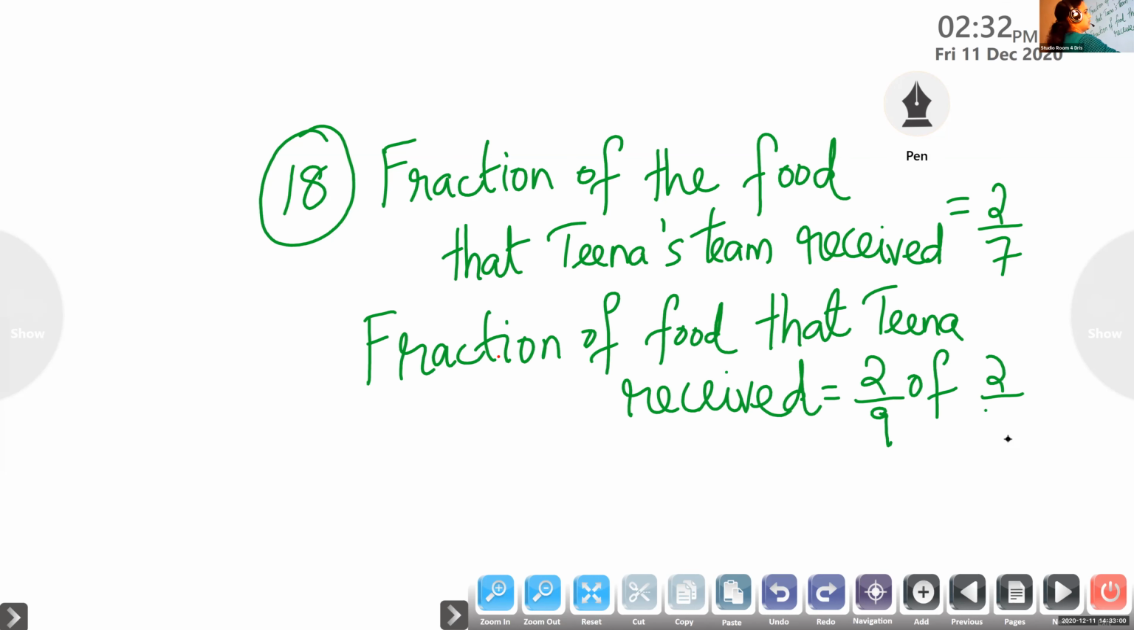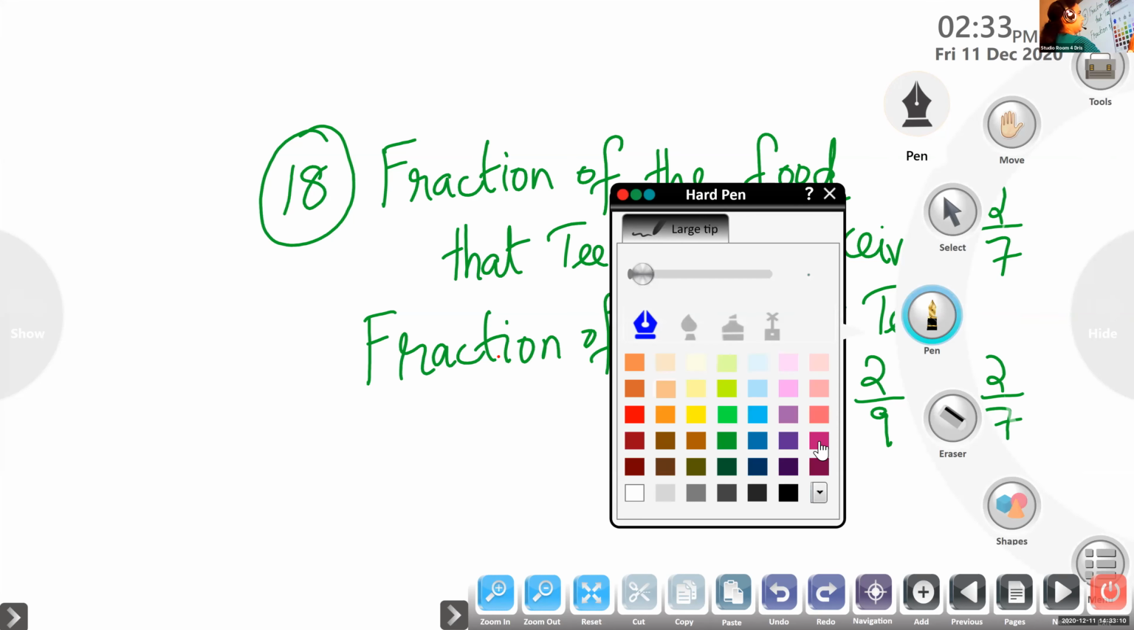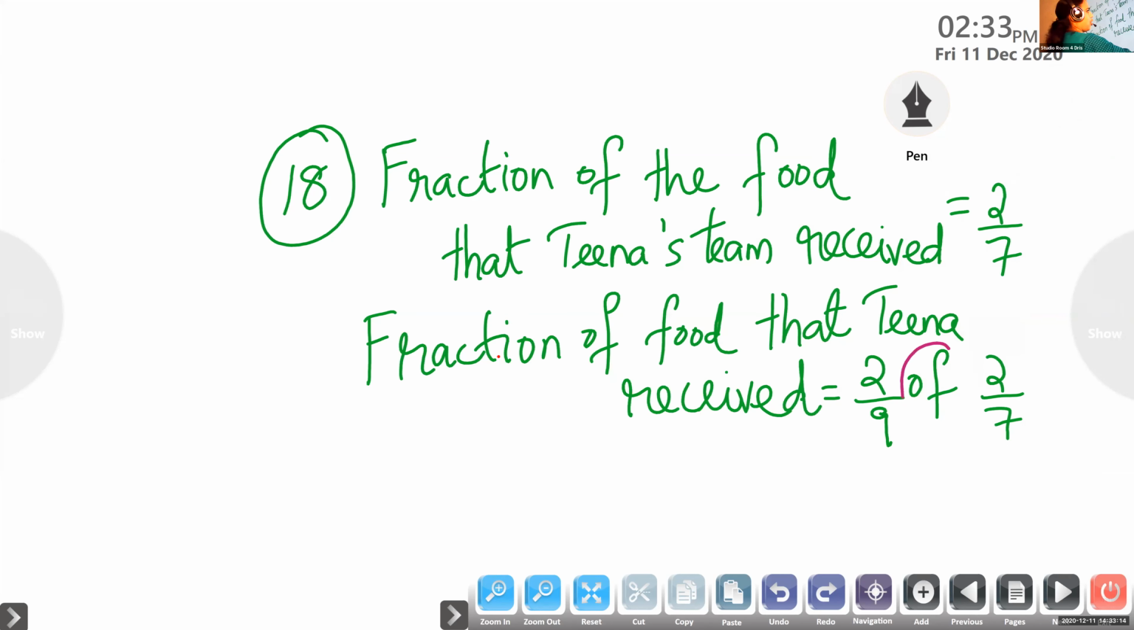So find out again 2 by 9 of 2 by 7. Instead of "of", what can we write? Multiply. Instead of this "of", we can write 2 by 9 into 2 by 7. So children, here there are no common factors. So we can multiply. 2 into 2 on the top is 4. Multiply 9 into 7 at the bottom. So 4 by 63.